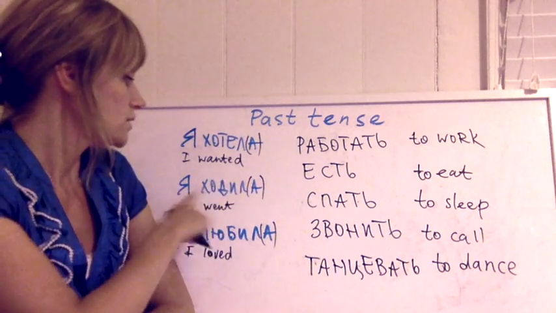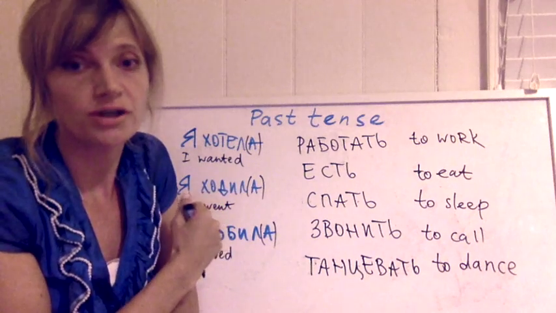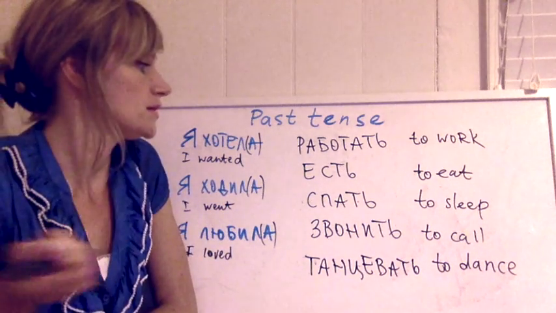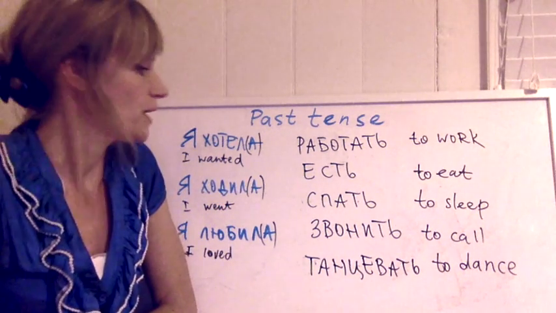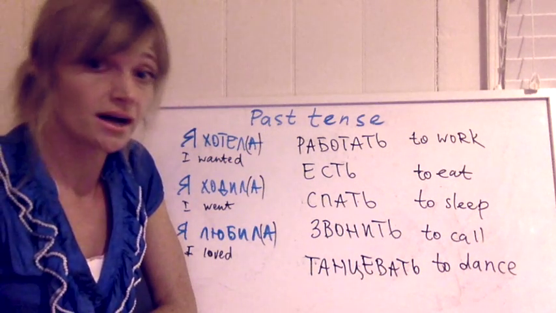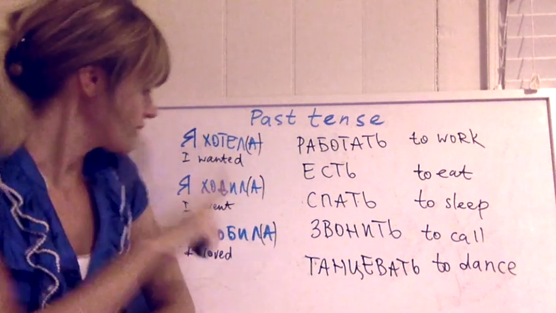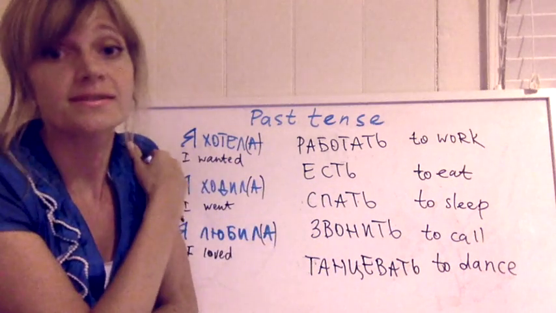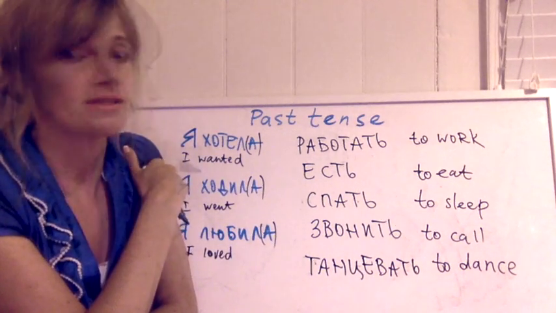Okay. I went. Я ходила работать. I went to work. Я ходила спать. I went to sleep. Я ходила звонить. I went to make a call. Я ходила танцевать. I went to dance. Я любила танцевать. I used to love dancing.